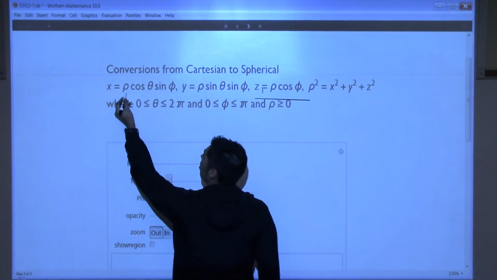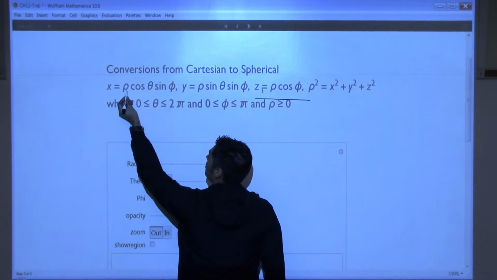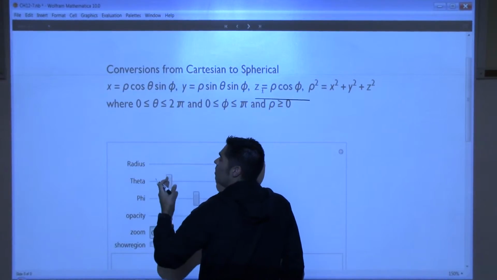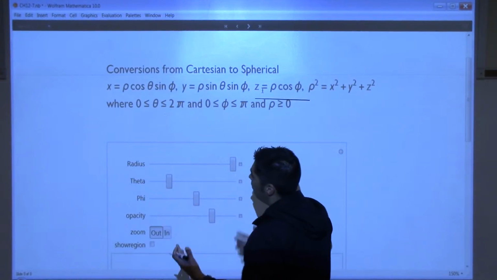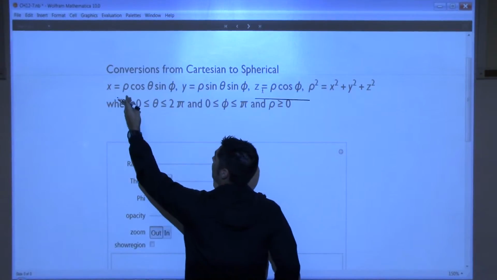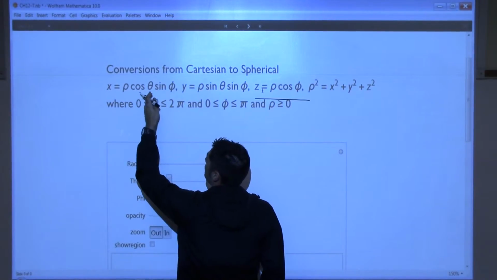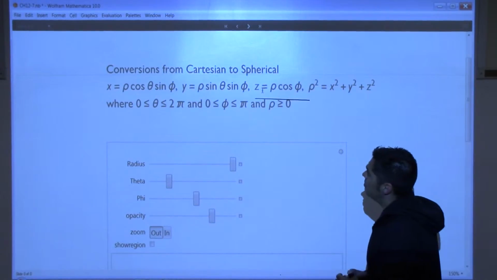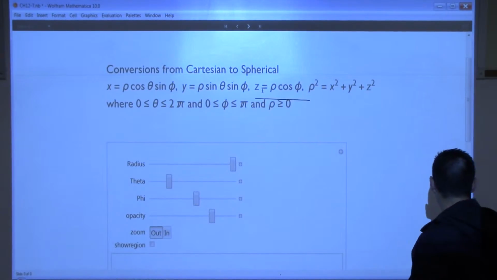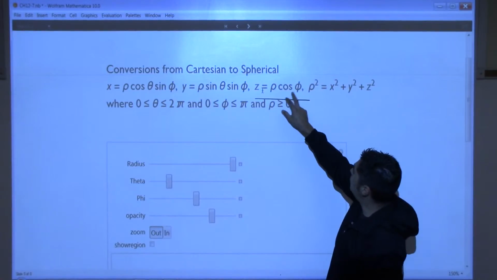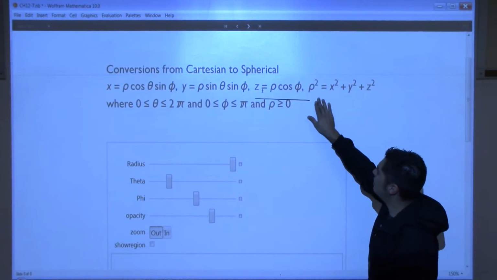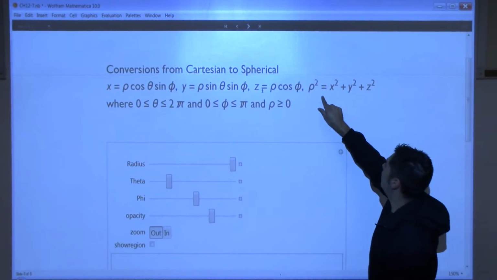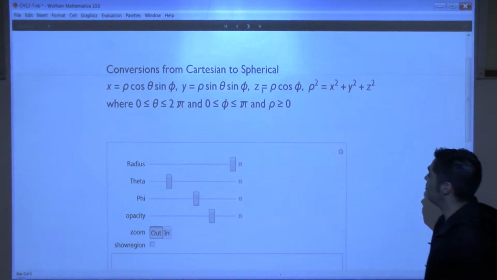Rho is like r, like the radius. So this is like we had r cosine theta back for cylindrical. Well, for spherical, we use rho instead of r: rho cosine theta sine phi. Y is going to be rho sine theta sine phi. Z is going to be equal to rho cosine phi. And then we have an identity here that rho squared equals x squared plus y squared plus z squared.